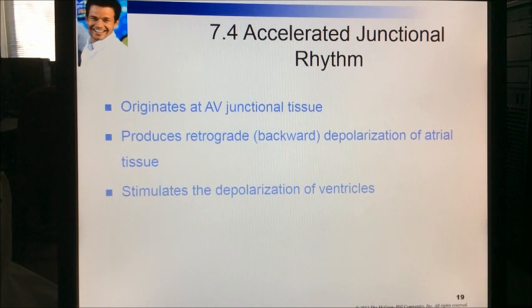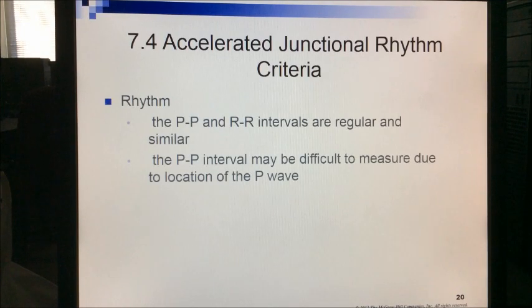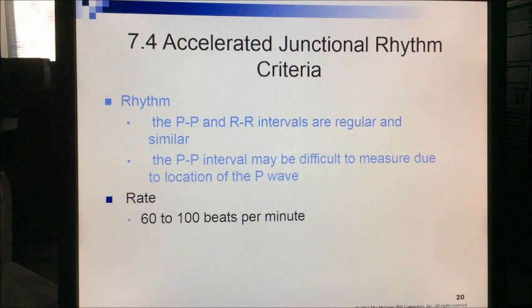But like I said, it's still originating at the AV node, which means you're still going to have those negatively deflected P waves. However, the atria are still going to depolarize like they're supposed to, and it's still going to stimulate depolarization of the ventricles like it's supposed to, leading to the QRS complexes. It still usually shows a regular rhythm, so PP and RR intervals are regular. Once again, if the P wave is hidden in the QRS complex, you might not be able to measure the PP intervals.